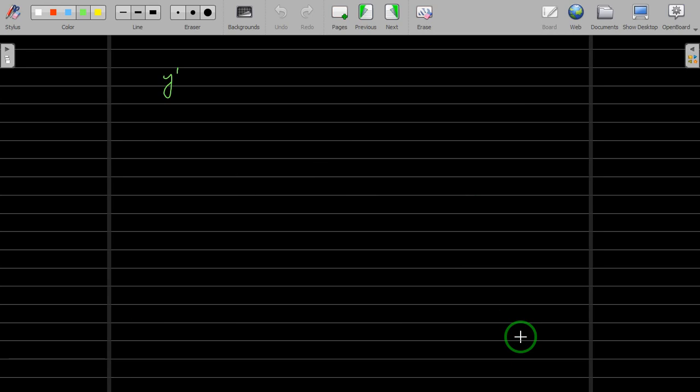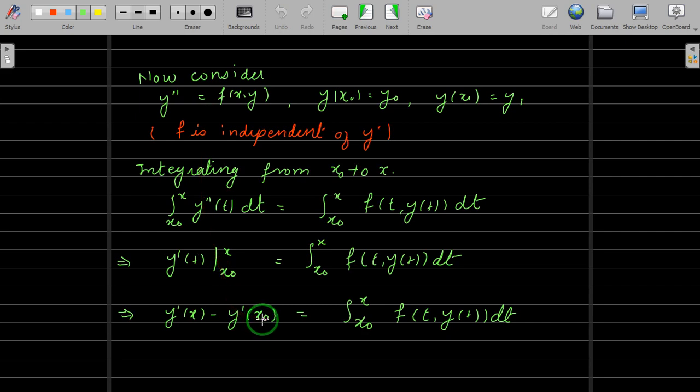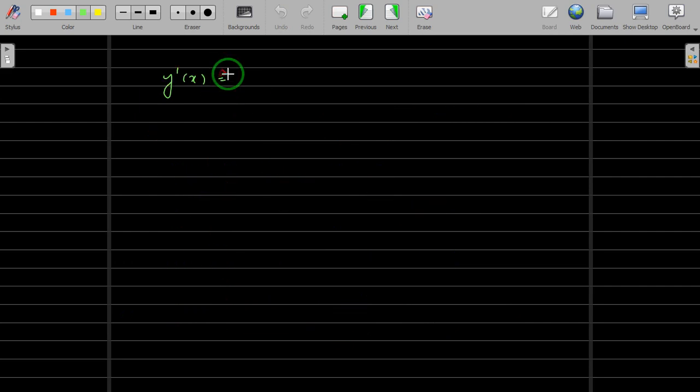So y dash at x, you shift the other term to the other side. So y dash at x equals y dash at x naught plus integral x naught to x f t y t dt. And again there is y dash here, we need y, so again you integrate this.